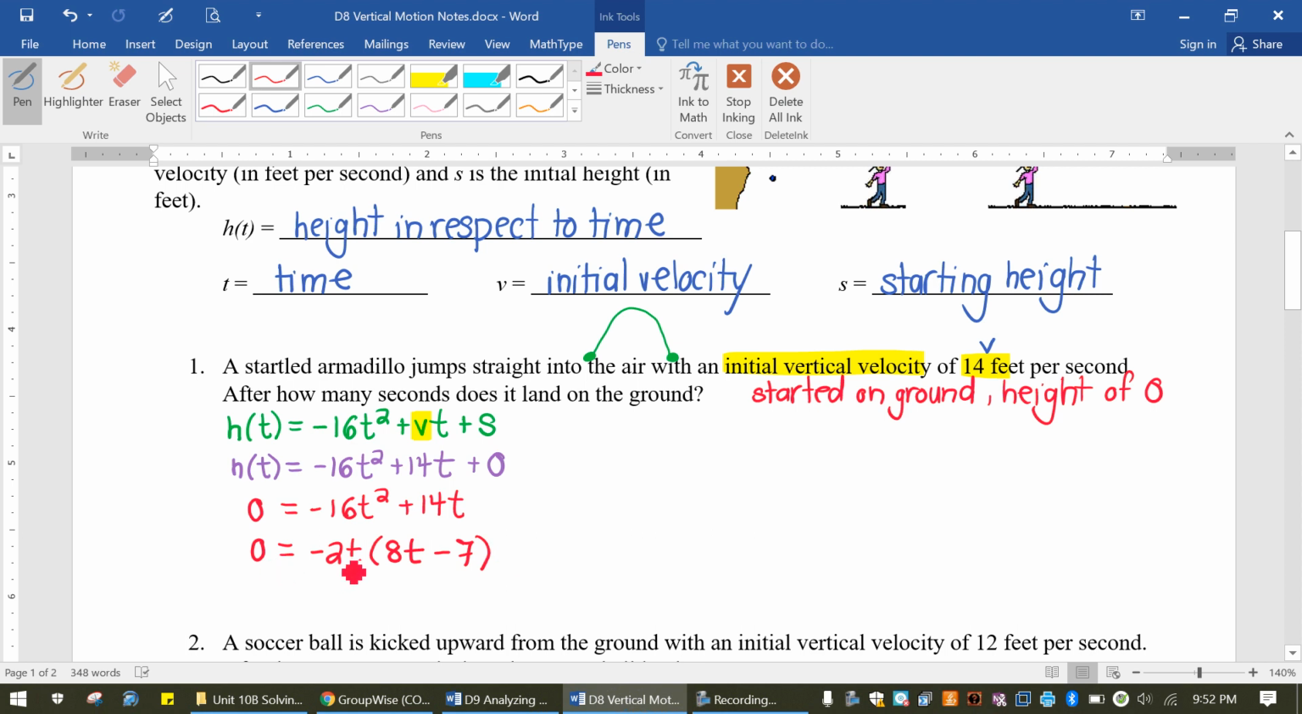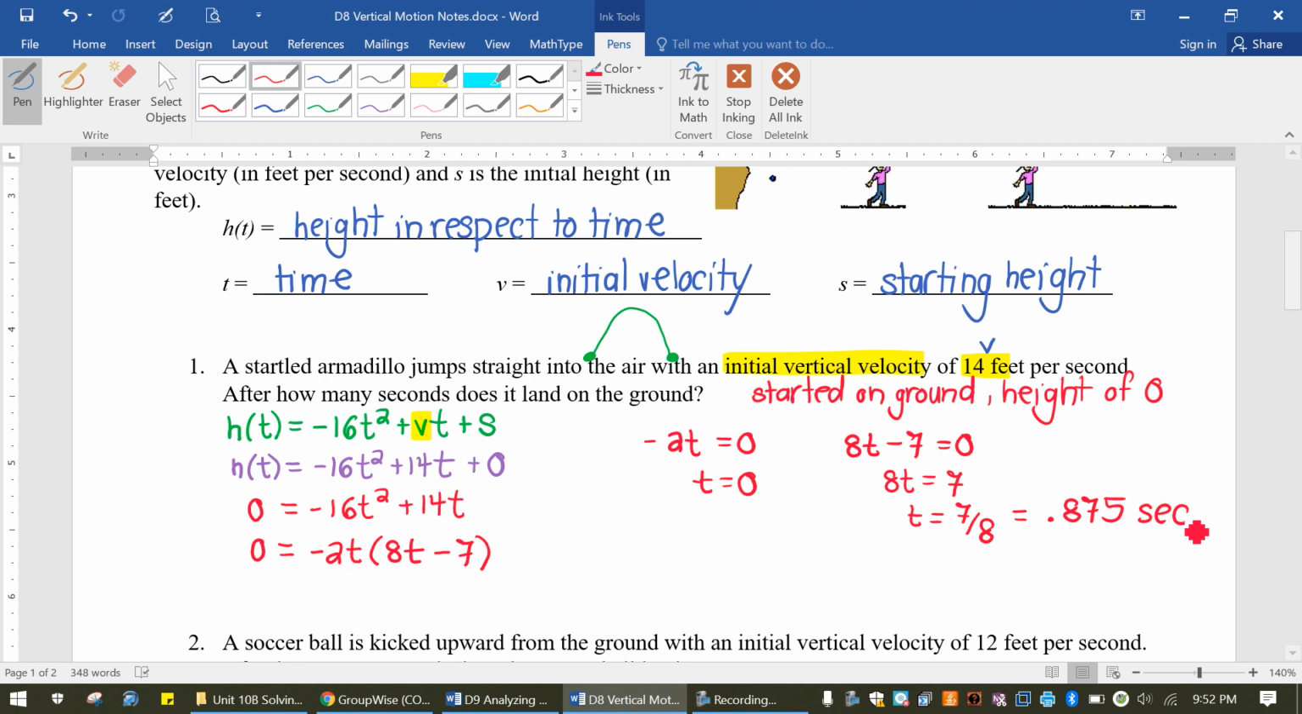And then with the zero product property, if both of these terms multiply together to give me 0, then either negative 2t is 0 or 8t minus 7 is 0. So then I'm going to divide by negative 2 and I get t equals 0. And then I'm going to add 7 and then divide by 8, and I have 7/8 seconds. I'll do a decimal on that because you're more likely to talk that way than to give me a fraction of time. Here are my two answers.